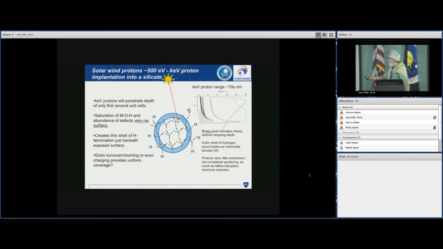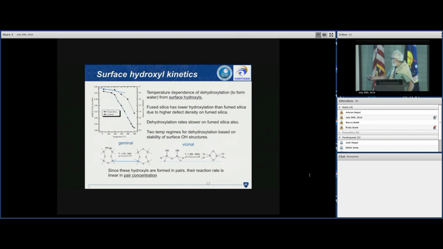Okay, so this is a picture of what we were talking about already. The proton comes in, it makes all of these termination groups. I was very interested in the previous talk. There's an assumption we have here that this turnover and grain turnover and charging and deposition doesn't change the story, so maybe we're wrong. But anyway, we're starting out with this. This reiterates the fact that you don't get rid of these OH groups at normal temperatures that the moon's having excursions over. So we really don't have this as an option.